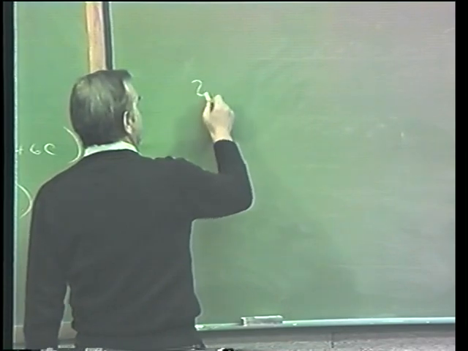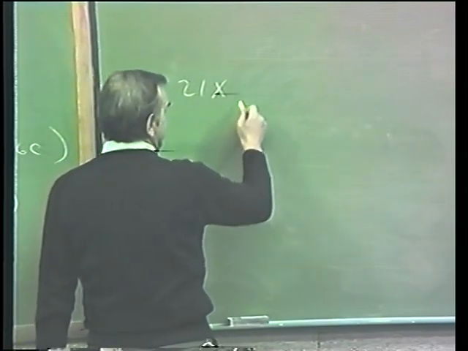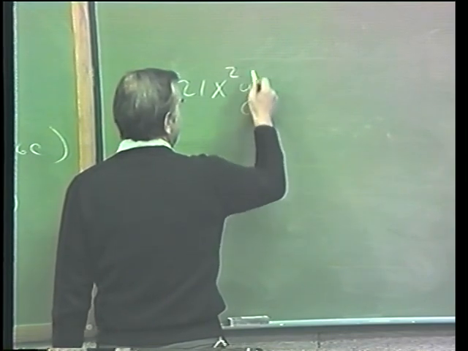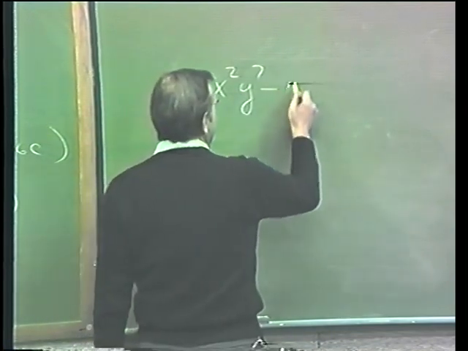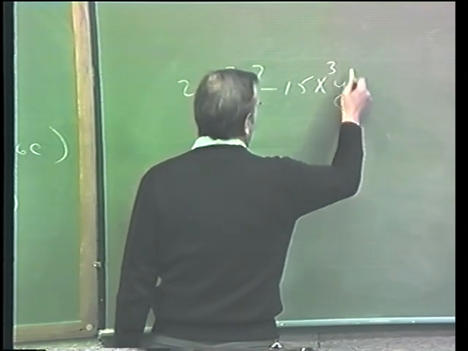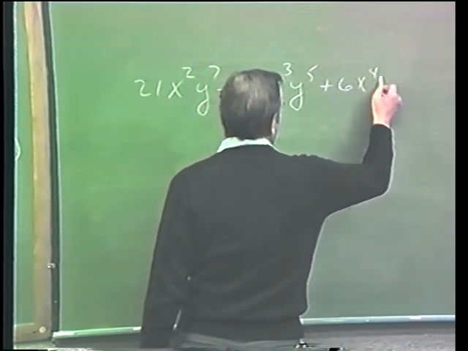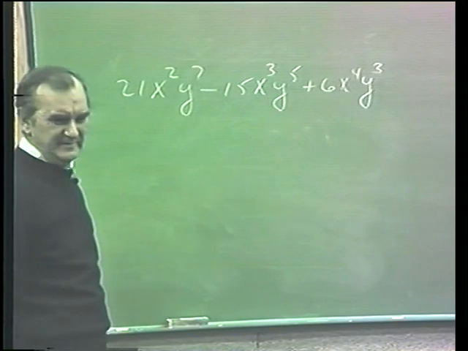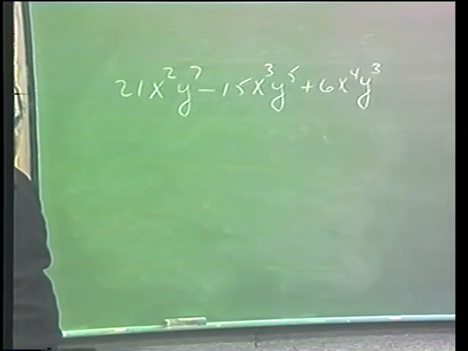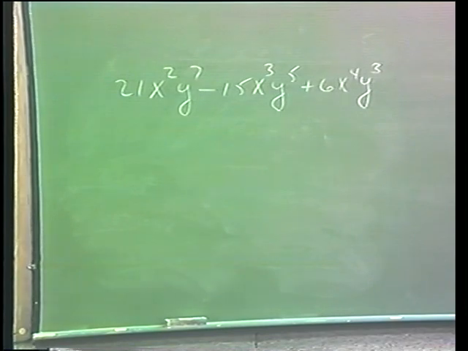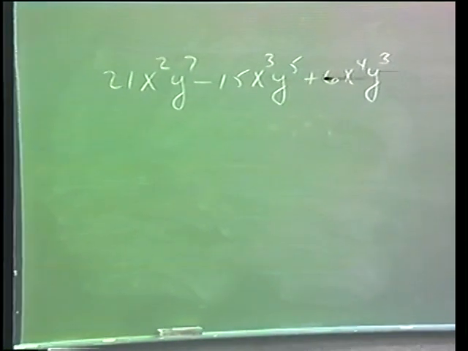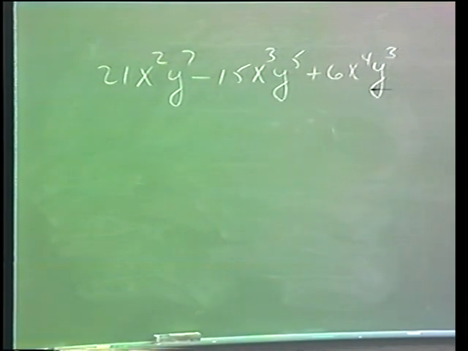Let's suppose we have 21 x squared y to the 7th minus 15 x to the 3rd y to the 5th plus 6 x to the 4th y to the 3rd. I'll repeat that. That's 21 x to the 2nd y to the 7th minus 15 x to the 3rd y to the 5th plus 6 x to the 4th y to the 3rd.